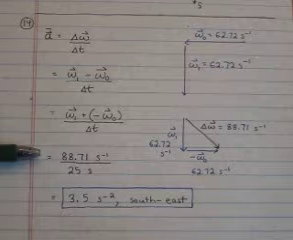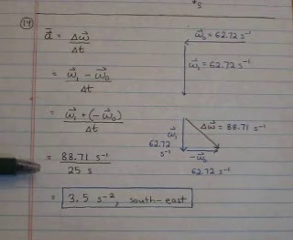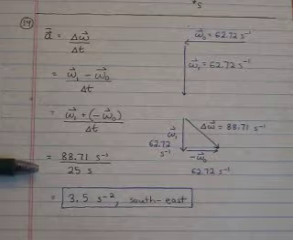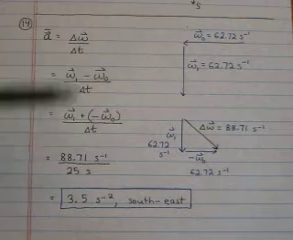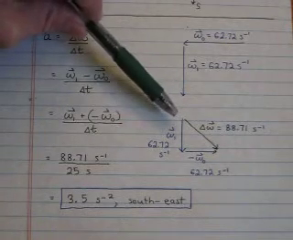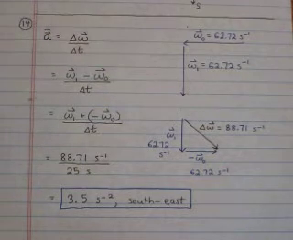So that goes right here, 88.71 radians per second, occurring over a time of 25 seconds, so you divide those, and you get 3.5 radians per second squared. And we can see graphically it's down and to the right at a 45-degree angle, so it's in the southeast direction.